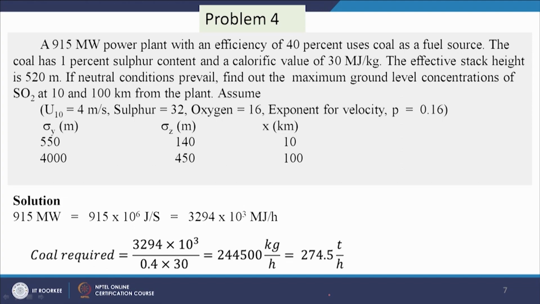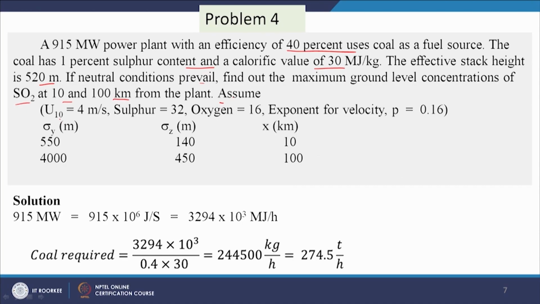Then problem number 4: a 915 megawatt power plant with an efficiency of 40% uses coal as a fuel source. The coal has 1% sulfur content and a calorific value of 30 megajoule per kg. The effective stack height is 520 meter. If neutral conditions prevail, find out the maximum ground level concentrations of SO2 at 10 and 100 kilometer from the plant.